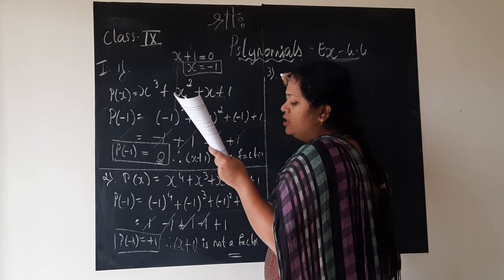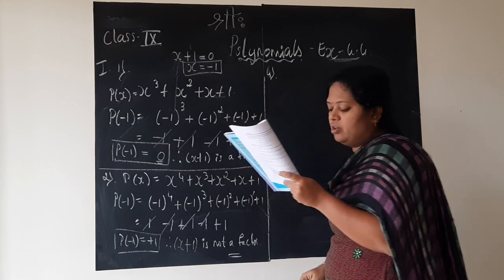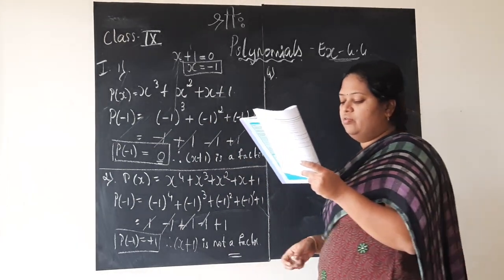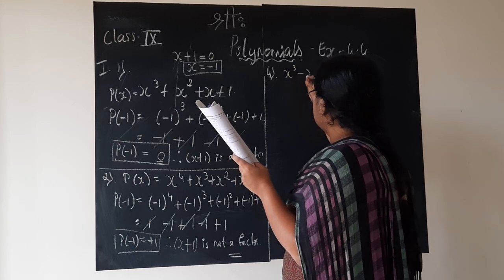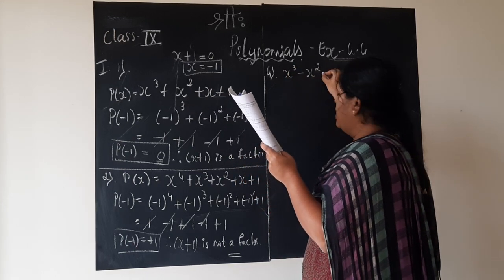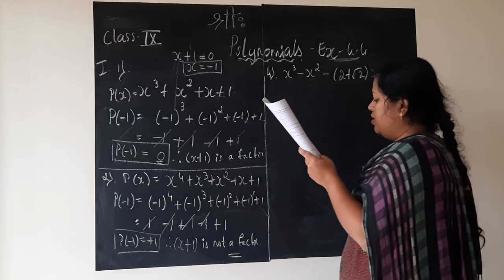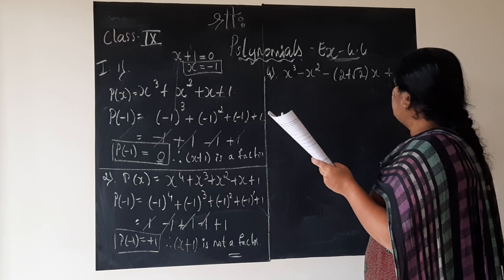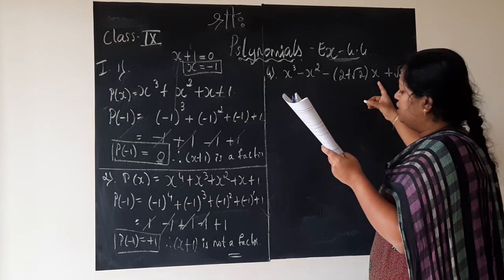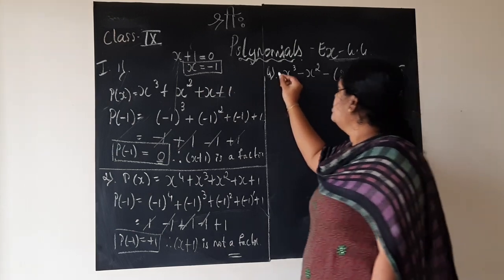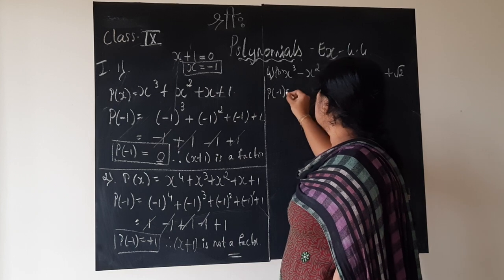So children, third one you will do? It is very easy. In place of x, you substitute a minus 1 and simplify. You will get it. Fourth one I will do, which is x cube minus x square minus of 2 plus square root 2 into x plus square root 2. X cube minus x square minus 2 plus square root 2 into x plus root 2 is the question. So which is your p of x? So what is p of minus 1?